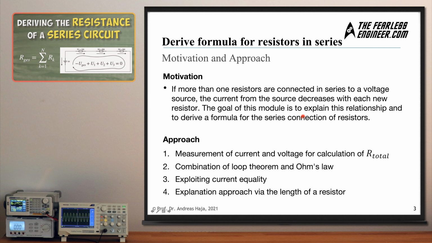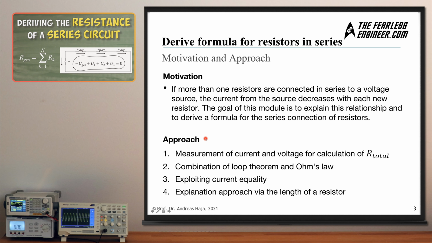And the goal of this module is to explain both these effects, this relationship between current and voltage and the value of the overall resistance in a branch, and to derive a formula for various resistors which are connected in series. So we want to compute the overall resistance value of a series connection of resistors. And this is something which is absolutely relevant for many practical applications, which you have to do on a daily basis, so to speak, if you are into electronics, every time you design a circuit.